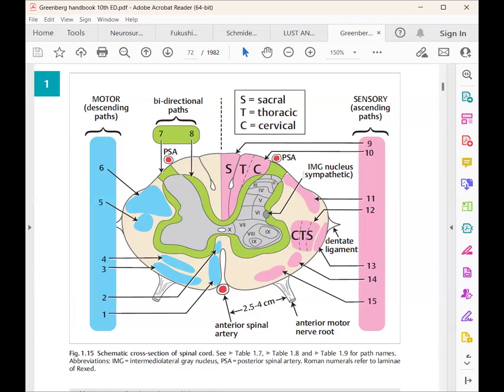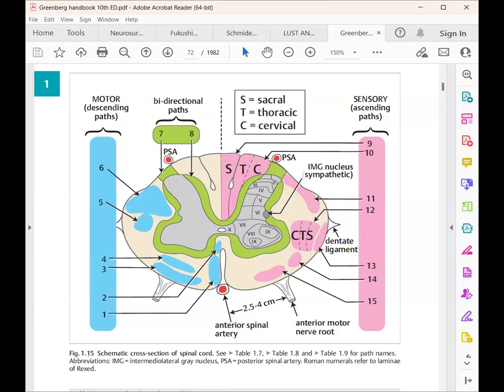Now these ones, after crossing in the anterior white commissure, the second order neurons, will synapse at the level of the ventral posterior lateral nucleus of the thalamus. Then the third order neuron will start. They will go through the internal capsule and they will go to the postcentral gyrus.